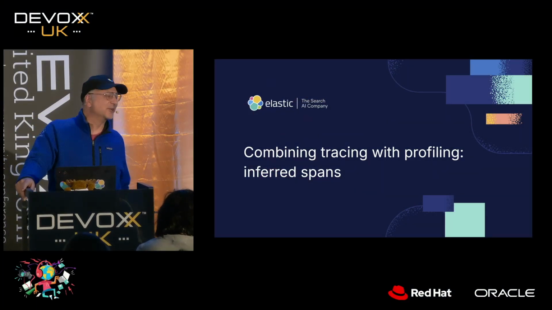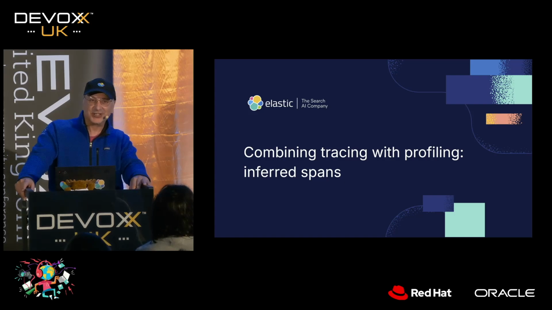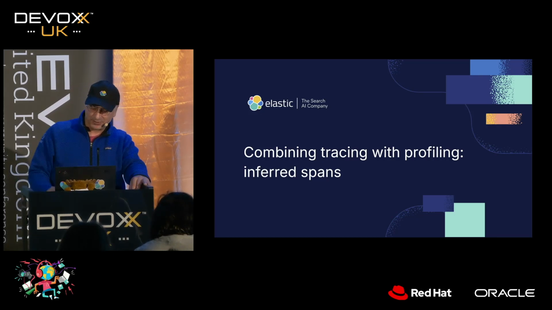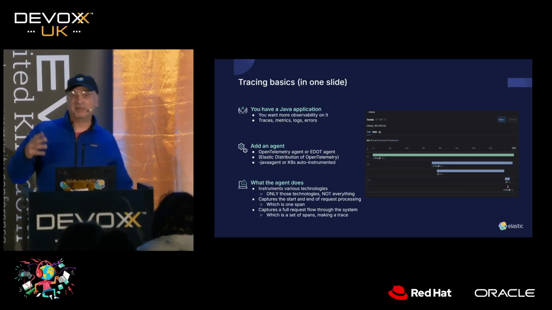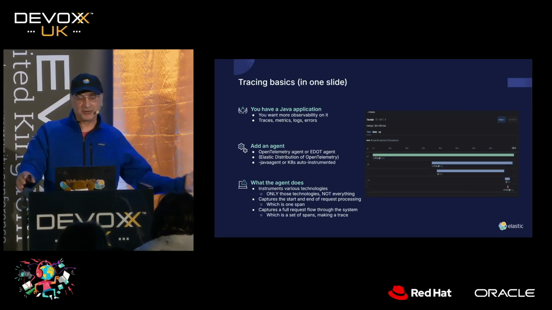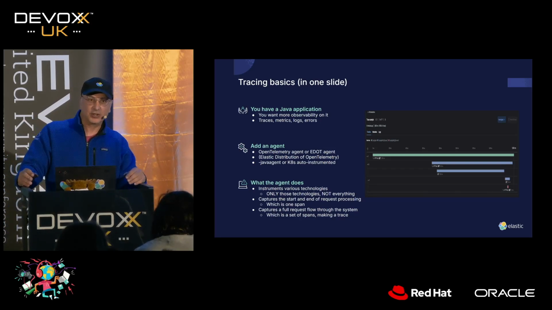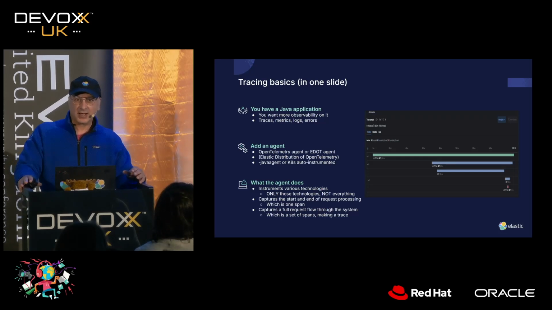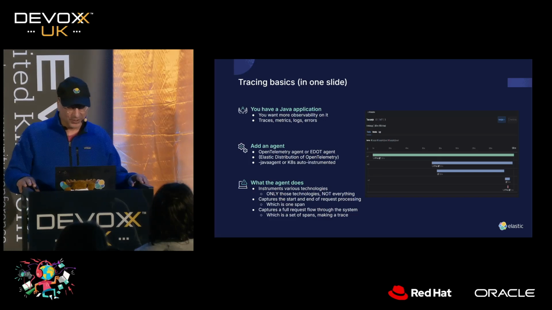Okay, so what I'm talking about is some technology that was developed at Elastic and contributed to OpenTelemetry. It's called inferred spans, and it's about combining profiling with tracing. For those of you who don't know tracing, it's very basic technology. It's looking at the flow of a request running through the system. That can be a distributed system or a monolith, whatever you prefer.